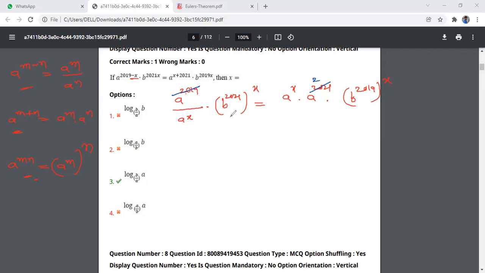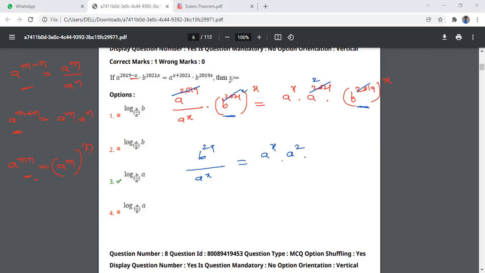Okay, here also same, here also same. This will cancel, and here also cancel, only 2x will be there. That means here b power 2x by a power x is equal to a power x into a square into that nothing, because this total is cancelled. 2 power 2019x into 2021x, so we got only 2.